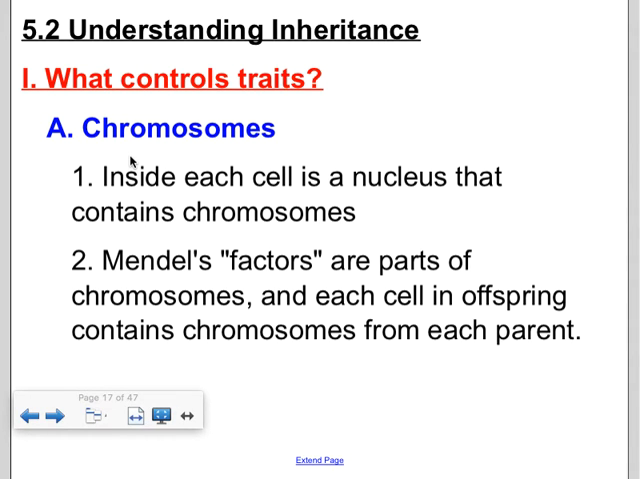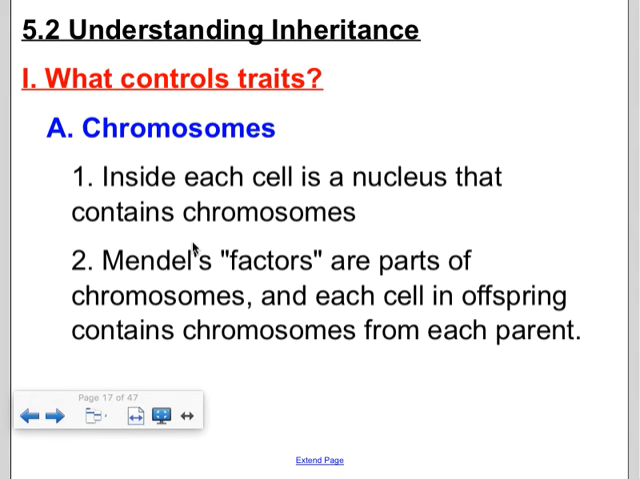So inside each cell, we have a nucleus, and in the nucleus, you'll find chromosomes. And chromosomes are made up of DNA. How many chromosomes do humans have? 46. Okay, so we have 46 chromosomes inside of us. And if you take all that DNA out and stretch it out, it's 9 feet. It's a lot of information, jam-packed, over 20,000 genes.